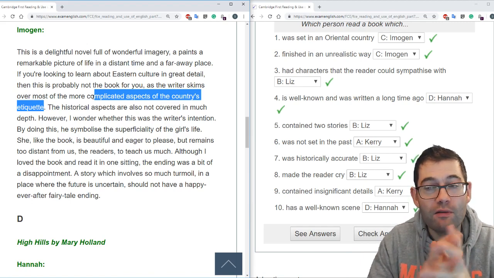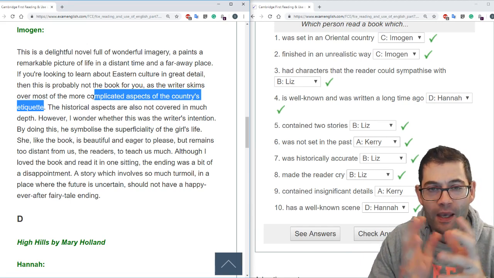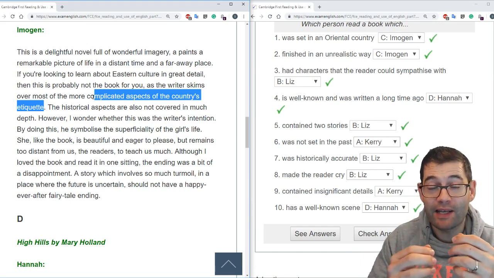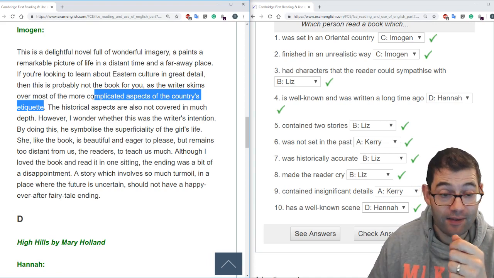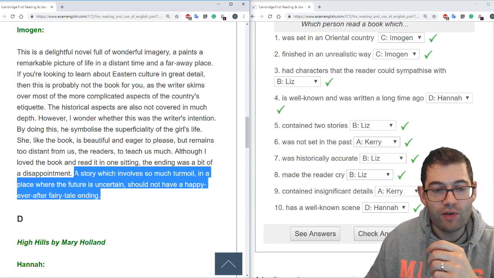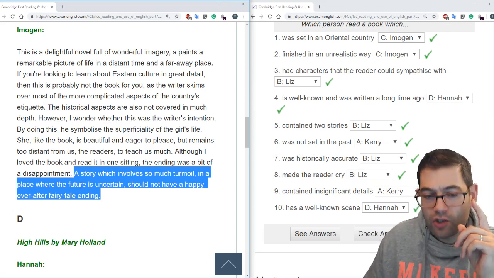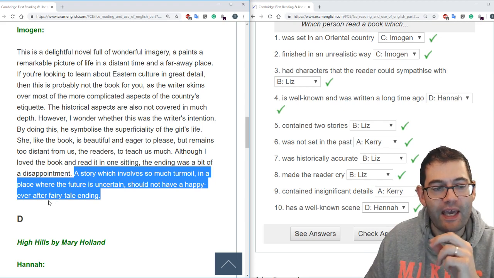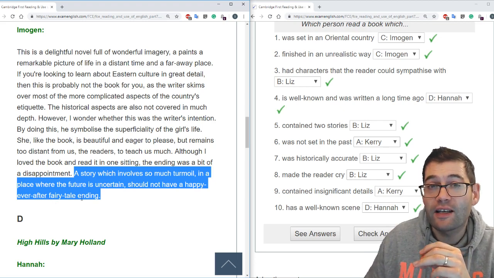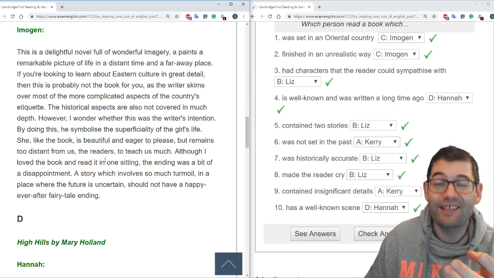For question number 2, once again, C. Which book was finished in an unrealistic way? Here we have to look for the vocabulary links that suggest that something is unrealistic. And we can see that here. A story which involves so much turmoil in a place where the future is uncertain should not have a happy ever after fairy tale ending. So what Imogen is saying here is that this is unrealistic.